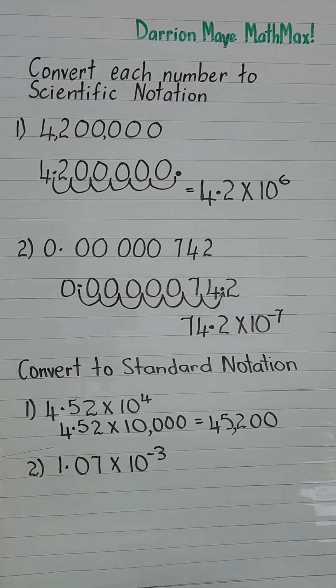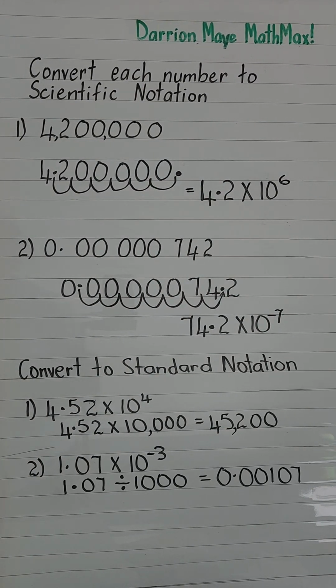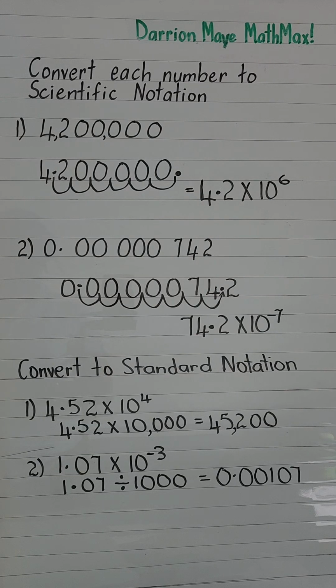Next, 1.07 times 10 to the negative 3. And 10 to the negative 3 means 1 over 1,000. So 1.07 divided by 1,000. We're going to move 3 places to the left, and that will give us 3 places, 1, 2, 3, and we have 2 zeros as placeholders, and therefore we have 0.00107.